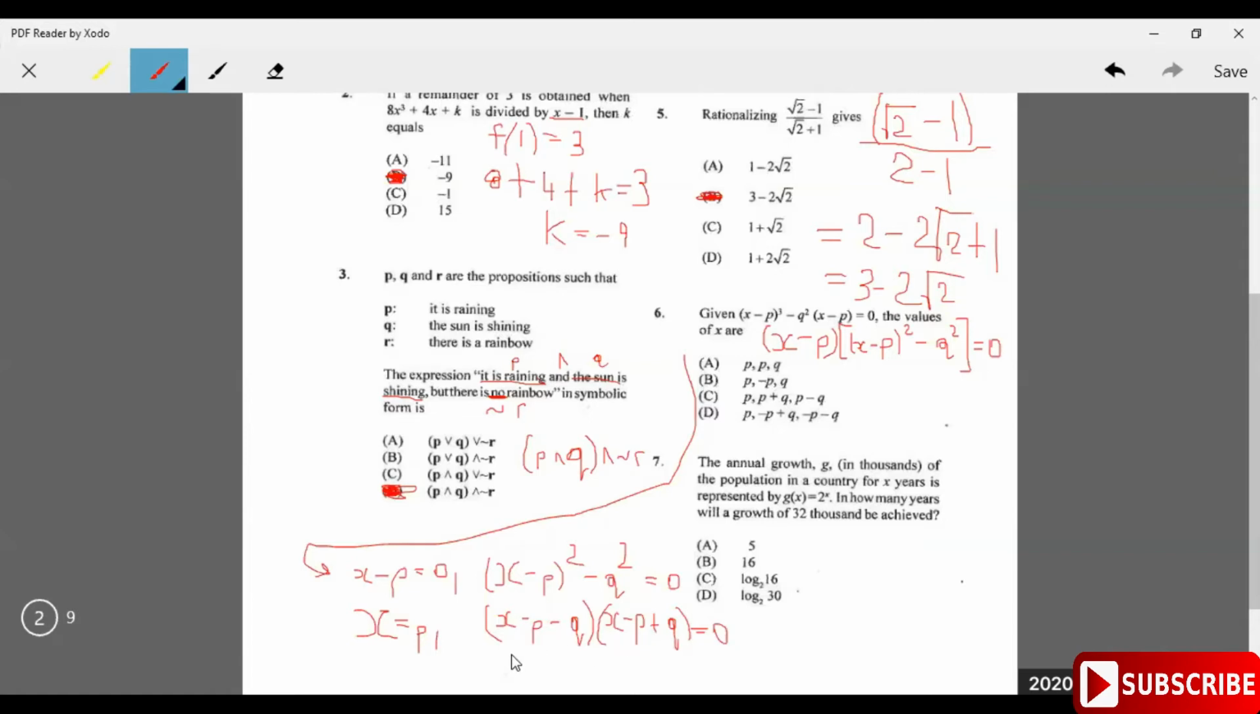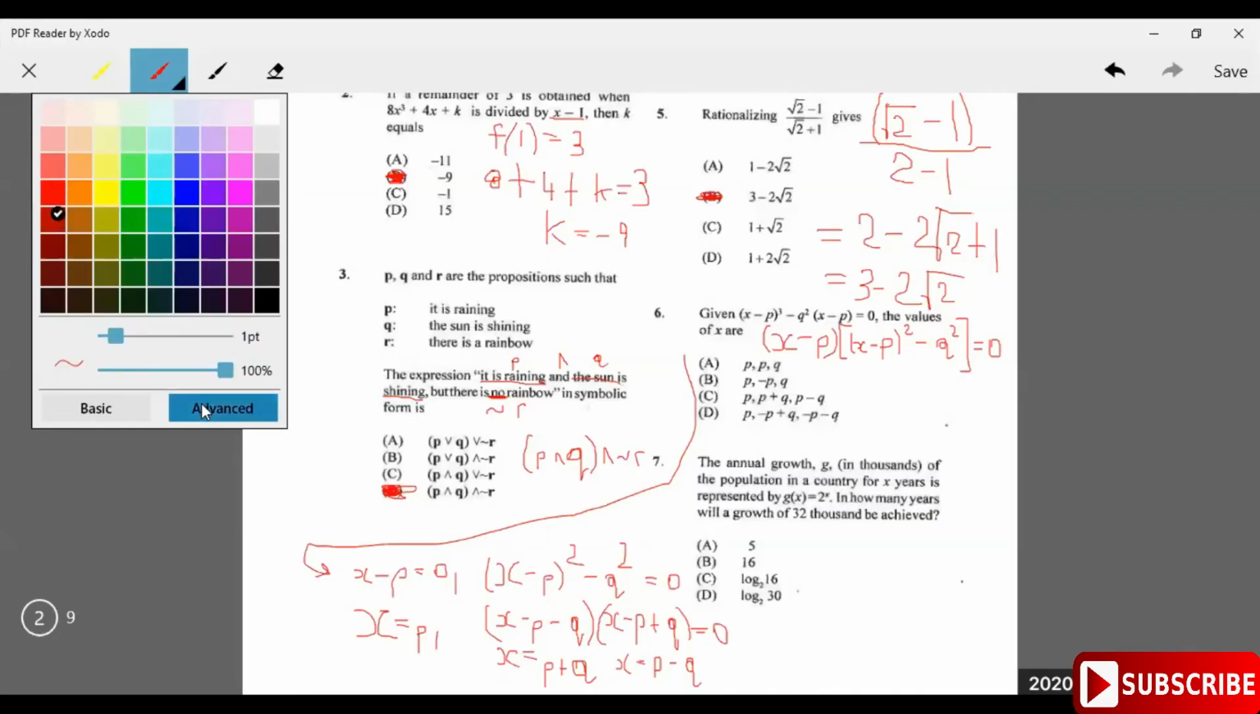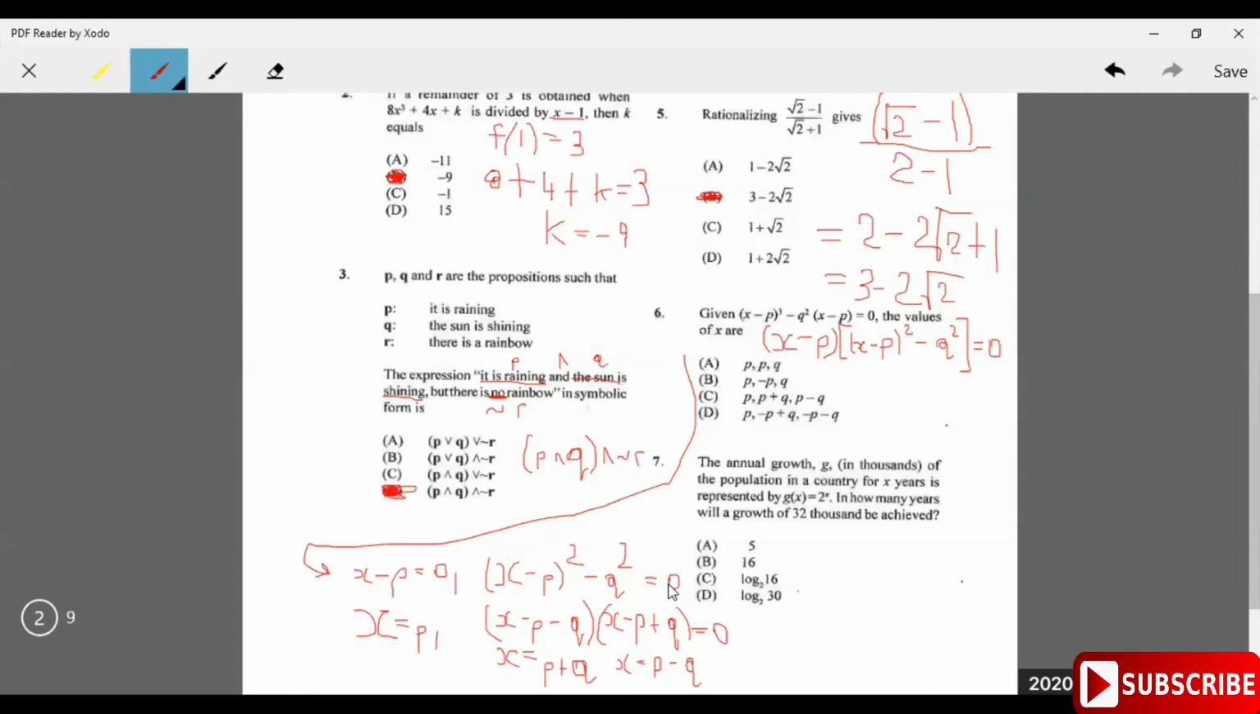And so from this part, we're getting that x must be equal to p plus q. And from this part, we're getting that x must be equal to p minus q. That's what we're getting right there. That is p plus q, p minus q. That's C.